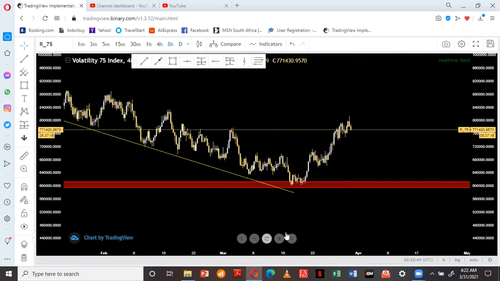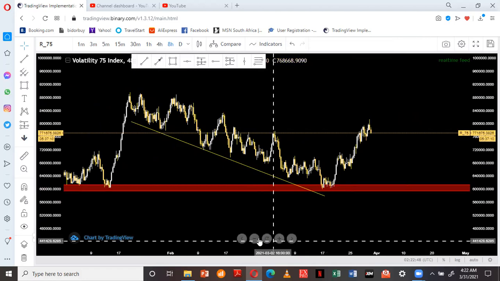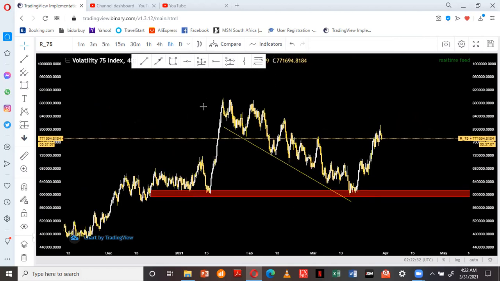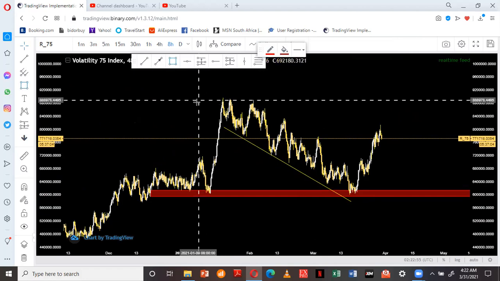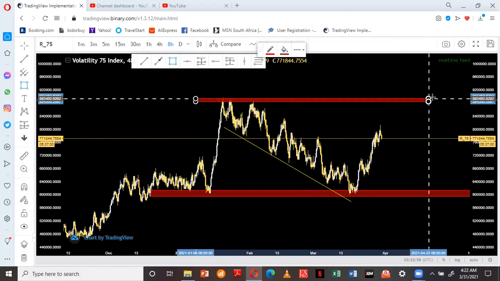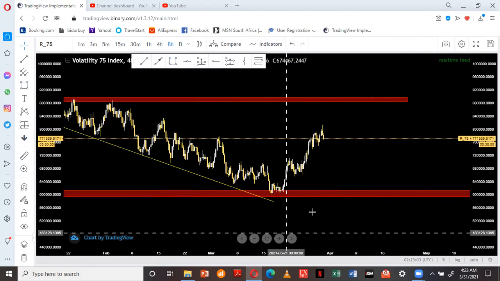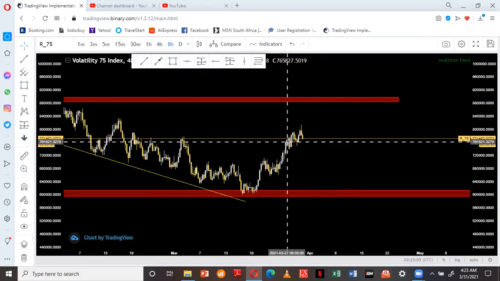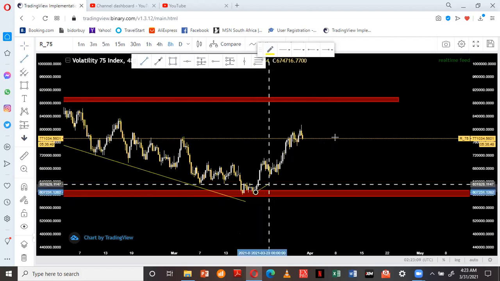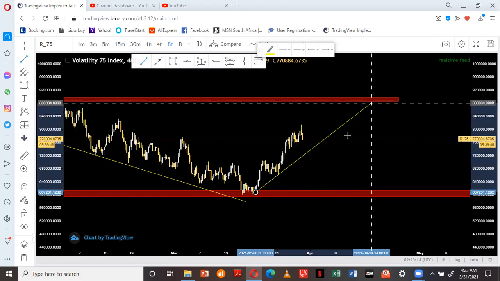So now, just like this, let's identify our psychological level at the top there. It's very important. Since we are having a rejecting candlestick there, and to the downside, we are having this trend line here.